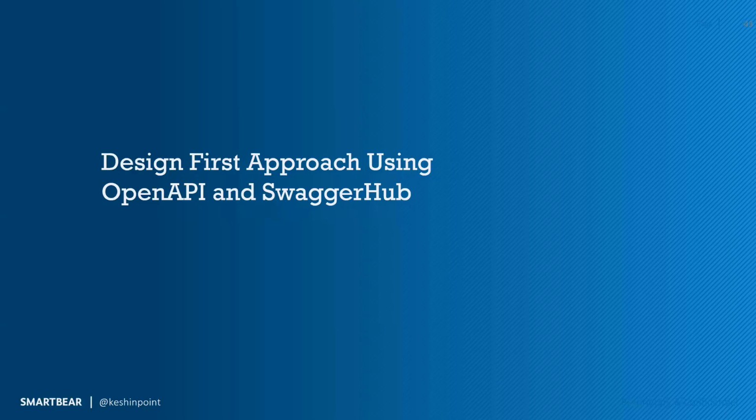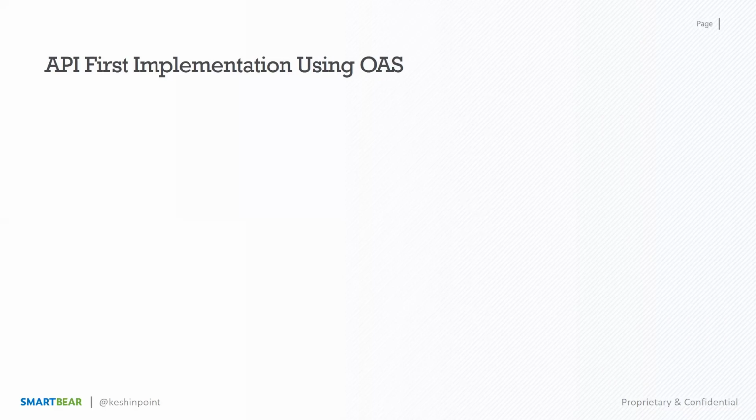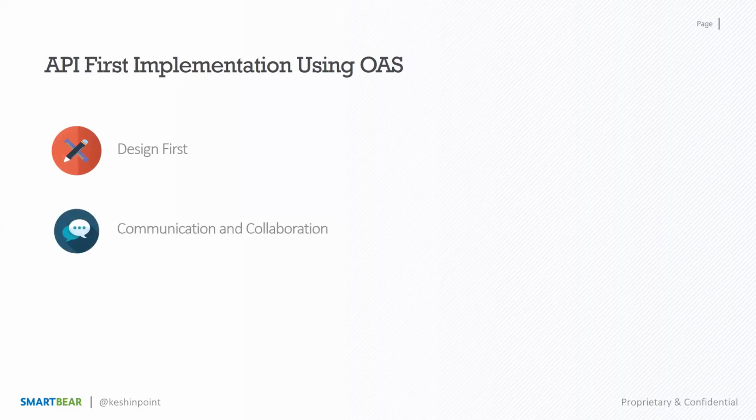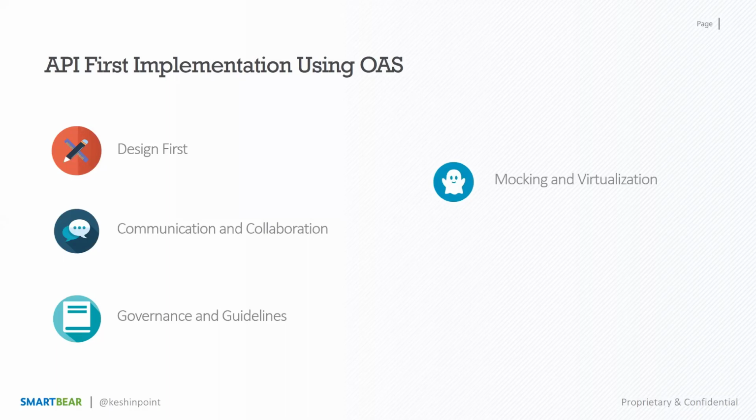But before we go into our demo, some of the things I want to start talking about is actually how do you put in an API first implementation using the OpenAPI specification. Some of the things we mentioned, which are very important: design first approach, continuous communication and collaboration, governance and guidelines, ensure that whatever API you're delivering adheres to a certain standard. Mocking and virtualization, ensure that your APIs are fully mocked out and virtualized even before the implementation is done. And of course, catalog and discovery. And these are really important things that you need to consider when you're approaching the API first approach.